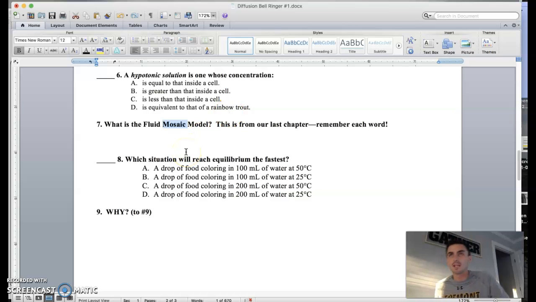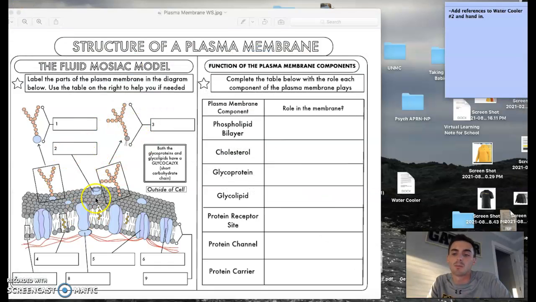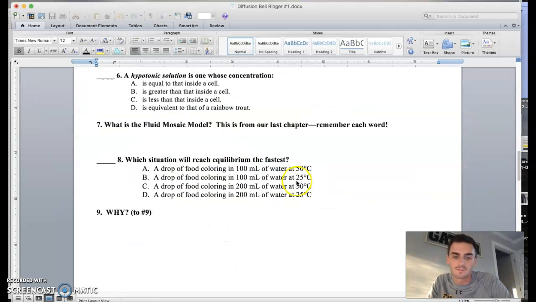So the fluid mosaic model, in short, everybody, is what we call the plasma membrane because it's made up of so many little parts that are moving and working together, and that is all working as one unit, so we call it a nice little model. But that is what we're talking about with this plasma membrane letting stuff in and out of the cell. And you can see that fluid mosaic model right there.